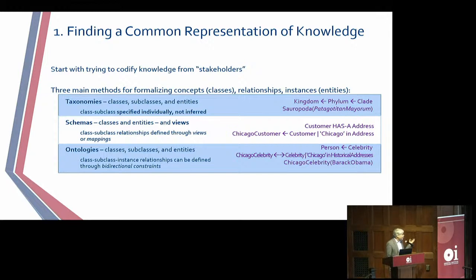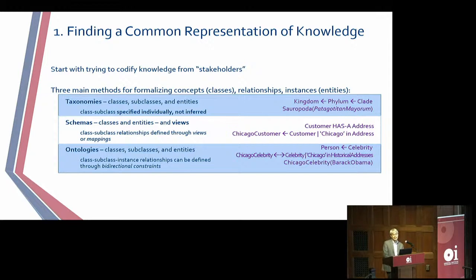Where it adds value is in being able to tell you things like every instance of some particular class has some properties, or perhaps more interestingly, can describe logical constraints and relationships between classes so that you can automate the reasoning about things. So as an example, we can say every customer for a company has an address, and we can also say a Chicago customer is some instance which is a customer and has Chicago in the address.